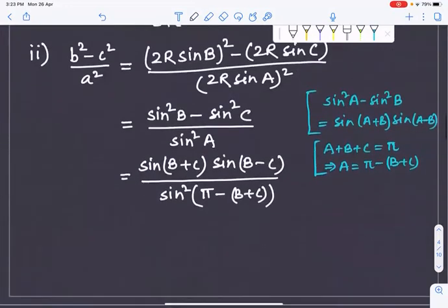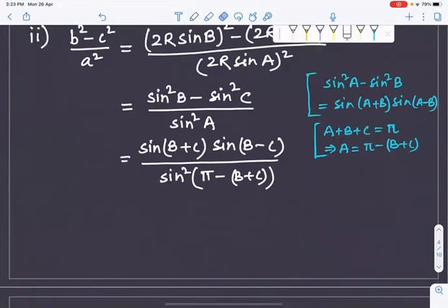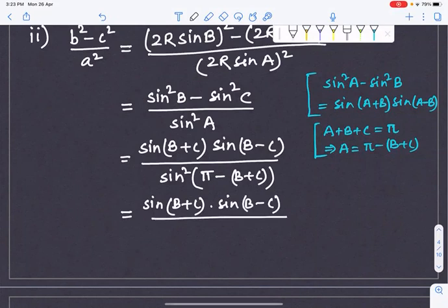And what is sin of pi minus b plus c? That is nothing but sin of b plus c, since sin of pi minus theta is sin theta. So it will be sin of b plus c into sin of b minus c divided by sin square of b plus c.